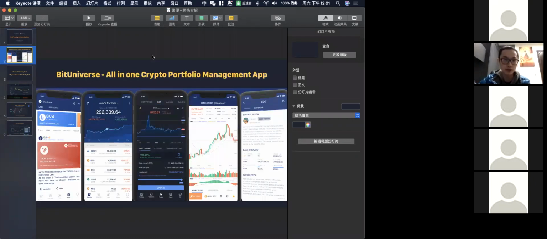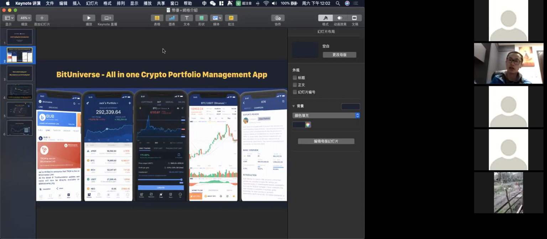BitUniverse is an all-in-one crypto portfolio and management app, which provides portfolio management. Crypto traders can just import their API keys into BitUniverse, and we help them automatically track their portfolio across different exchanges. That also includes Hydax, because we just had a partnership a month ago.